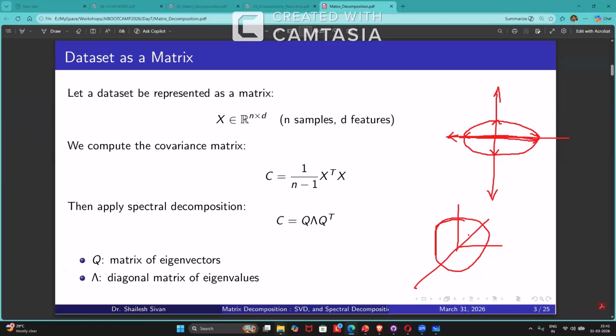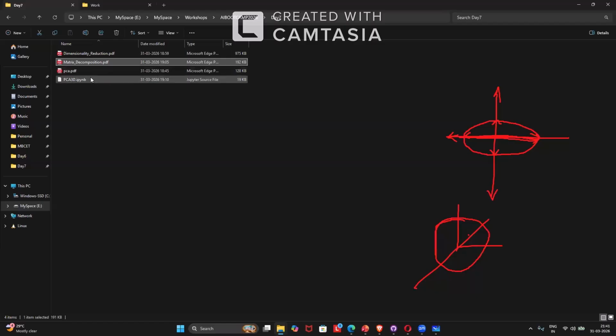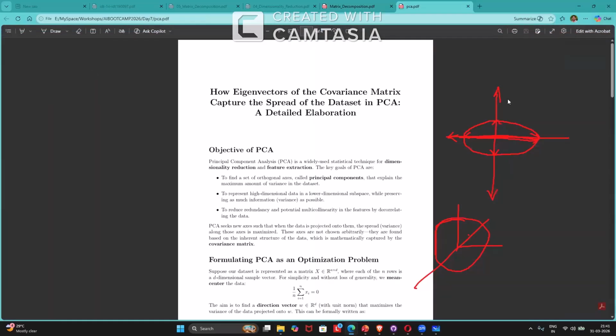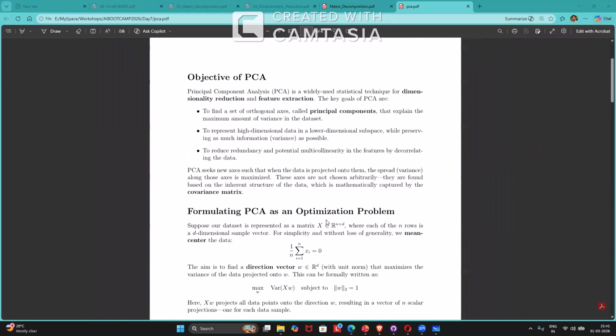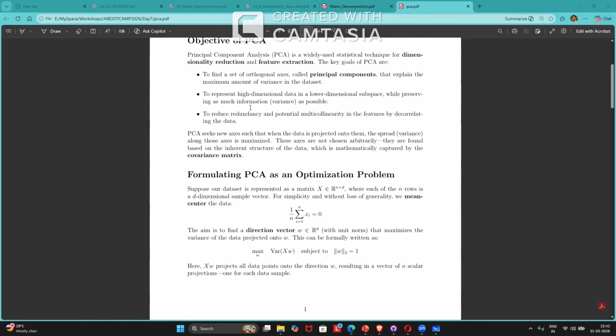So for that understanding, I have given a document here. This is a major problem everyone will face, because whenever people teach PCA, this concept is not clear. This will make confusion in everyone. So here, this is an introduction to PCA, but that introduction itself will give the idea of this.